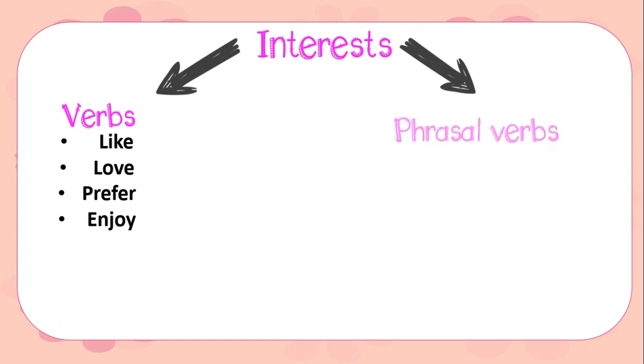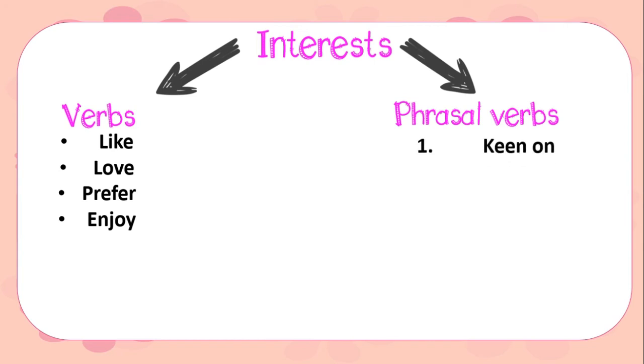Also, you can use phrasal verbs. They are not verbs. Like keen on, fond of or love, interested in. The difference between the verbs and the phrasal verbs is these verbs can stand alone. For example, I say I like. Phrasal verbs do not stand alone. You cannot say I keen on. You have to say I am keen on. She is fond of. We are interested in, for example. So you need the auxiliary to be.